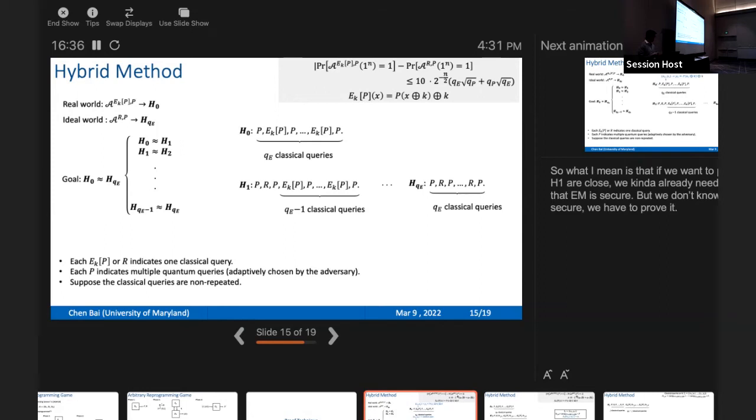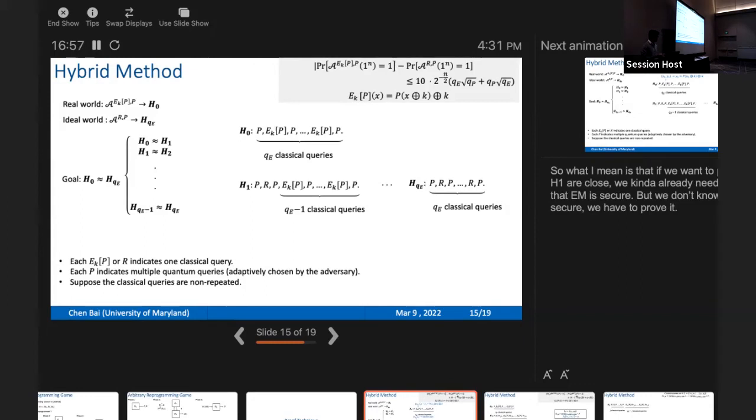So after QE rounds, we get our final hybrid H2E, where all big classical queries are answered by a random permutation R. So this is the general idea of our hybrid method, and our next goal is just to prove that H0 is close to H1 and so on. But this construction has a problem.